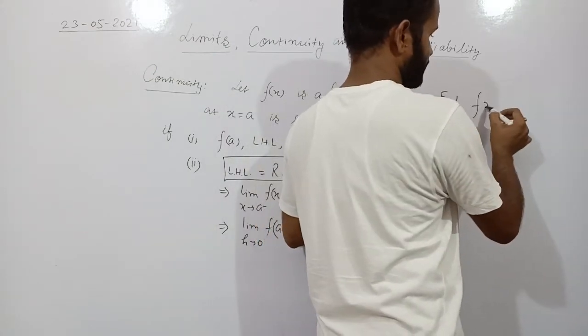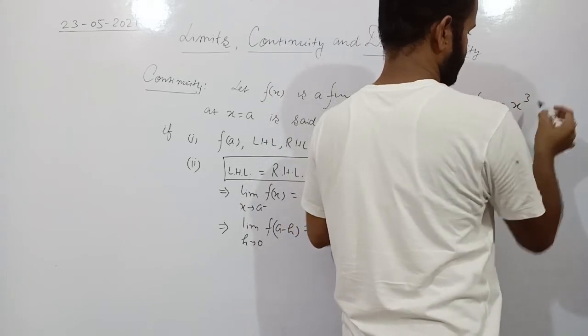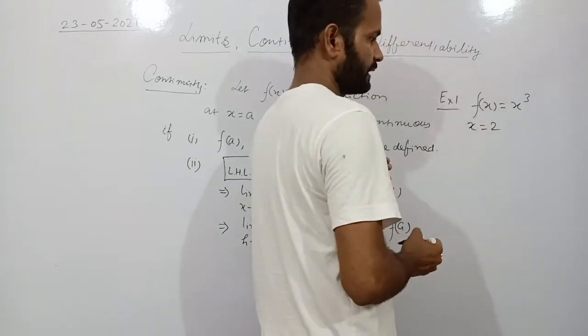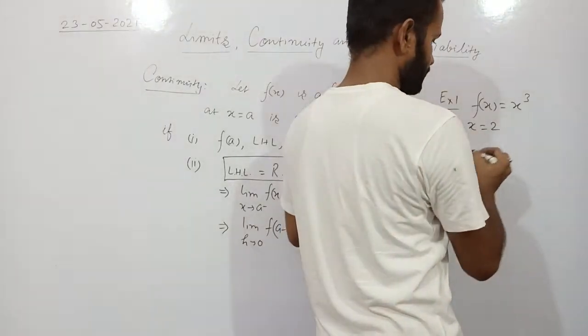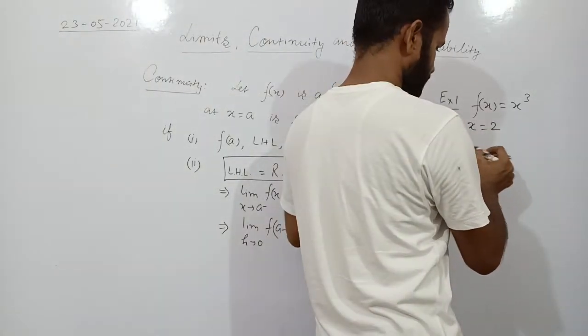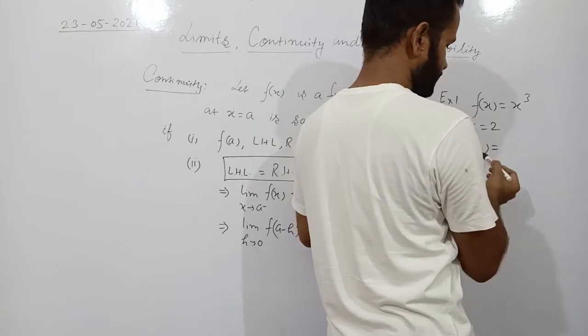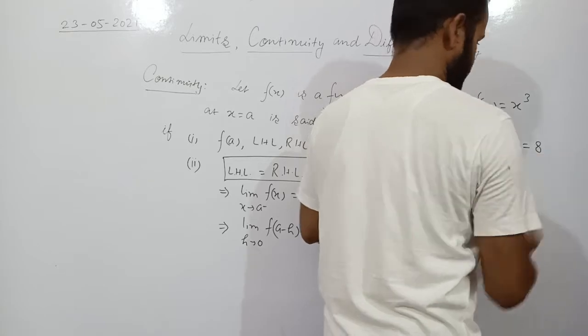Let us take a function f(x) equals x cube, and now we have to calculate whether this function is continuous or not at x equals 2. So let us find the value of f at 2, meaning f at a. So 2 cube, which is 8.